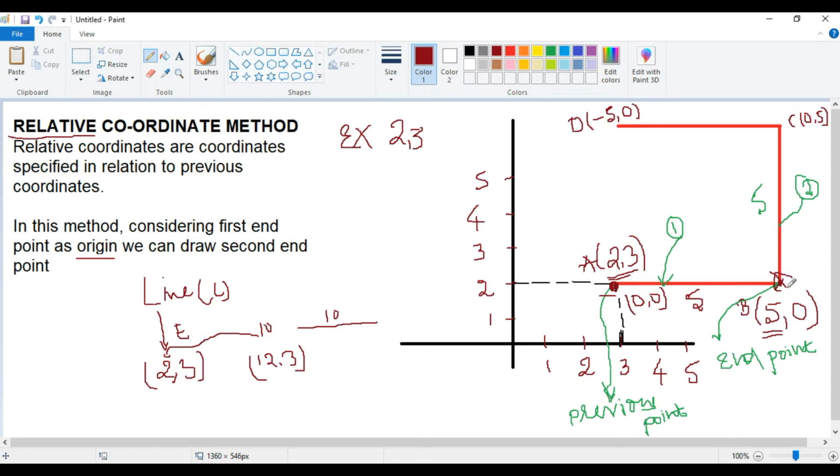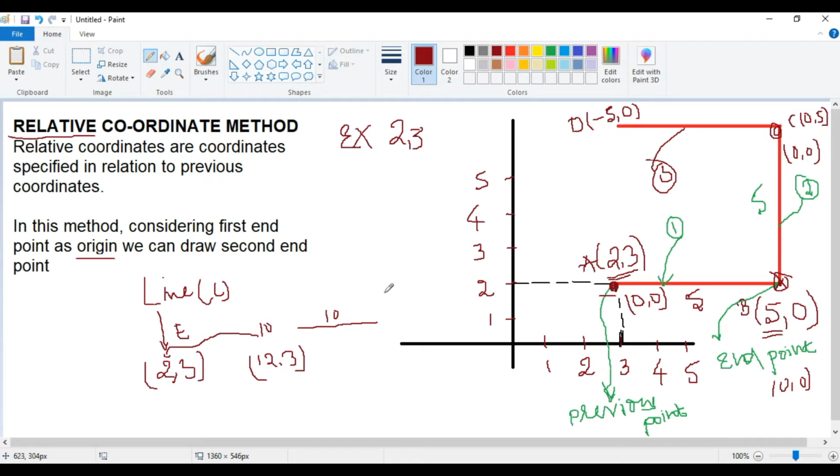For this line 1, this is the endpoint and this is the previous or first point. To draw this line, this becomes your previous point, and this becomes your 0. For the next line, this one will be the previous point, and again this becomes 0 comma 0 when you want to draw line number 2. If you want to draw line number 3, this becomes your initial 0 comma 0, your origin or starting point.